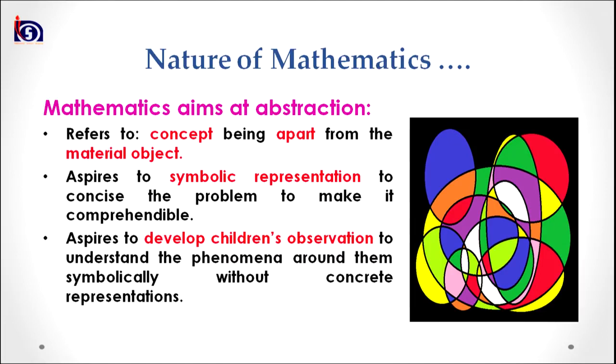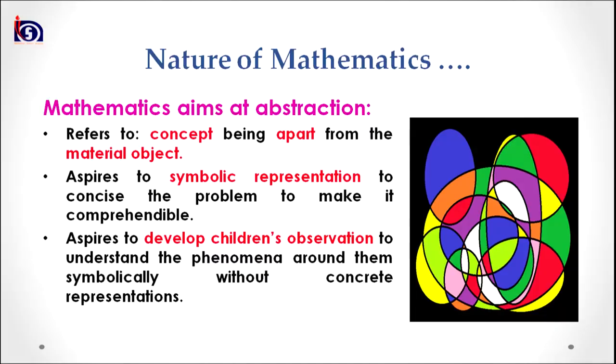Abstraction refers to a concept being apart from the material object, or abstraction can be understood as a phenomenon which you cannot sense or experience directly through your senses. You need to use logic and reasoning to understand a particular phenomenon, and this is called abstraction. Abstraction uses symbolic representation to make a problem concise and more comprehensible.